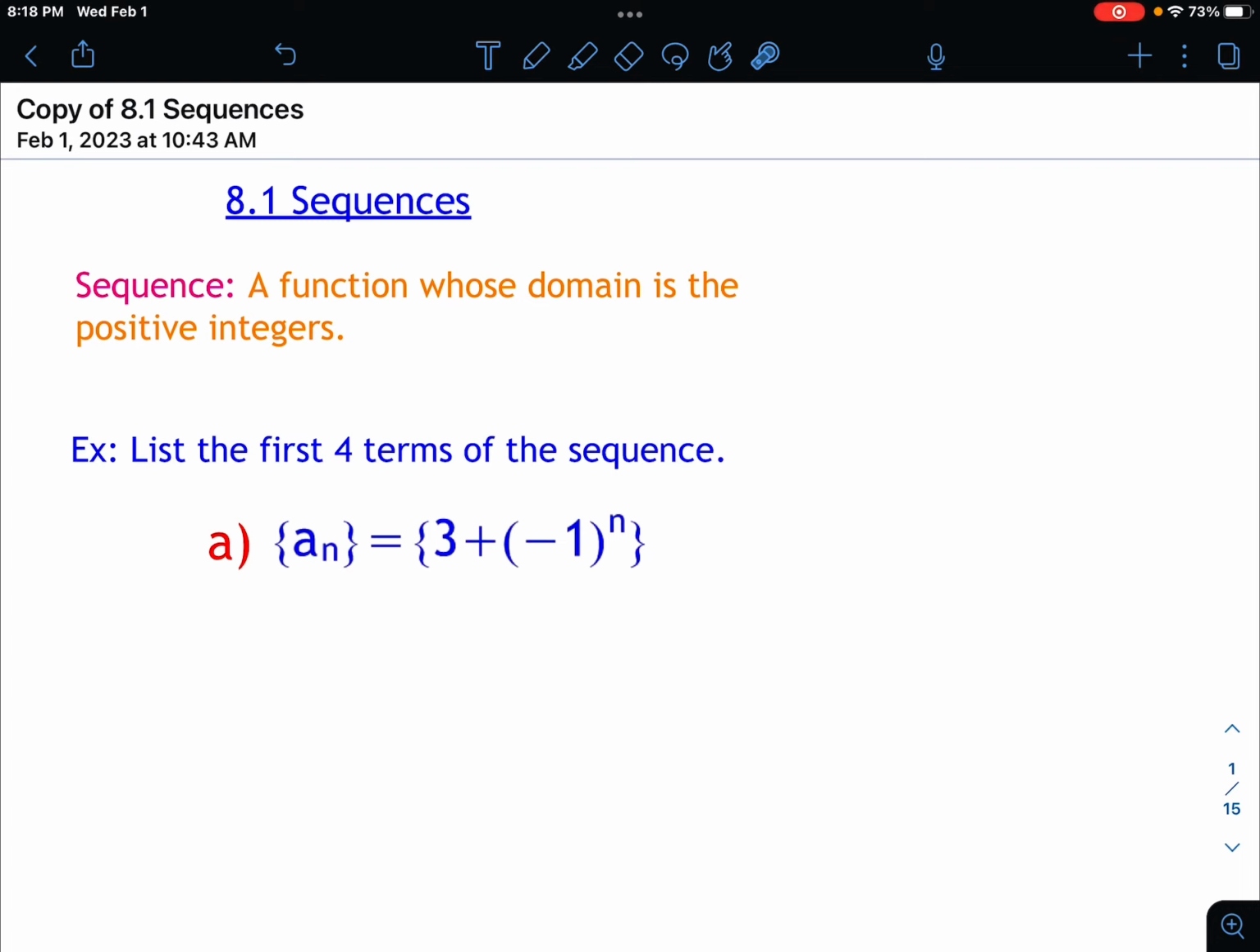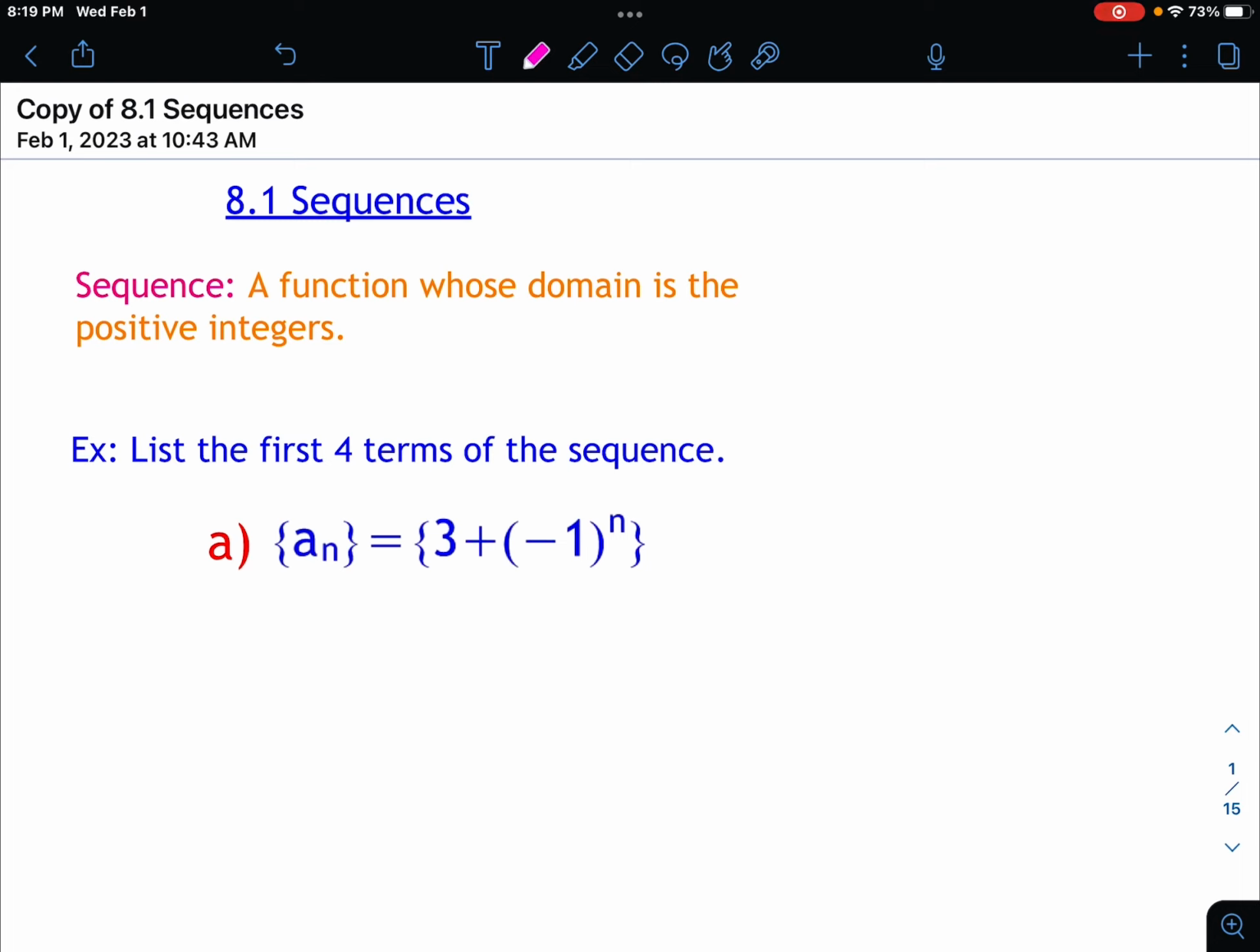So to start off with, we have a sequence. A sequence is a function whose domain is the positive integers. First off, it says list the first four terms of the sequence. So what we're going to do is go ahead and substitute in 1, 2, 3, and so on.